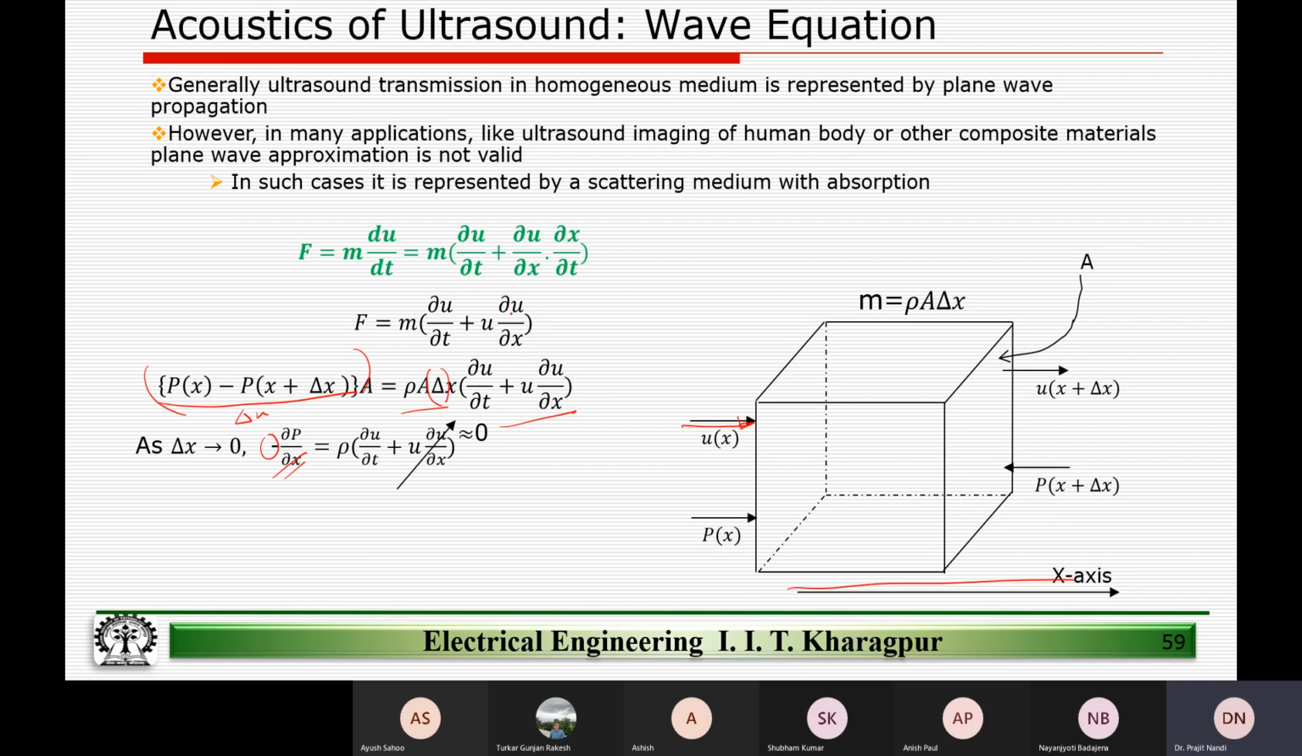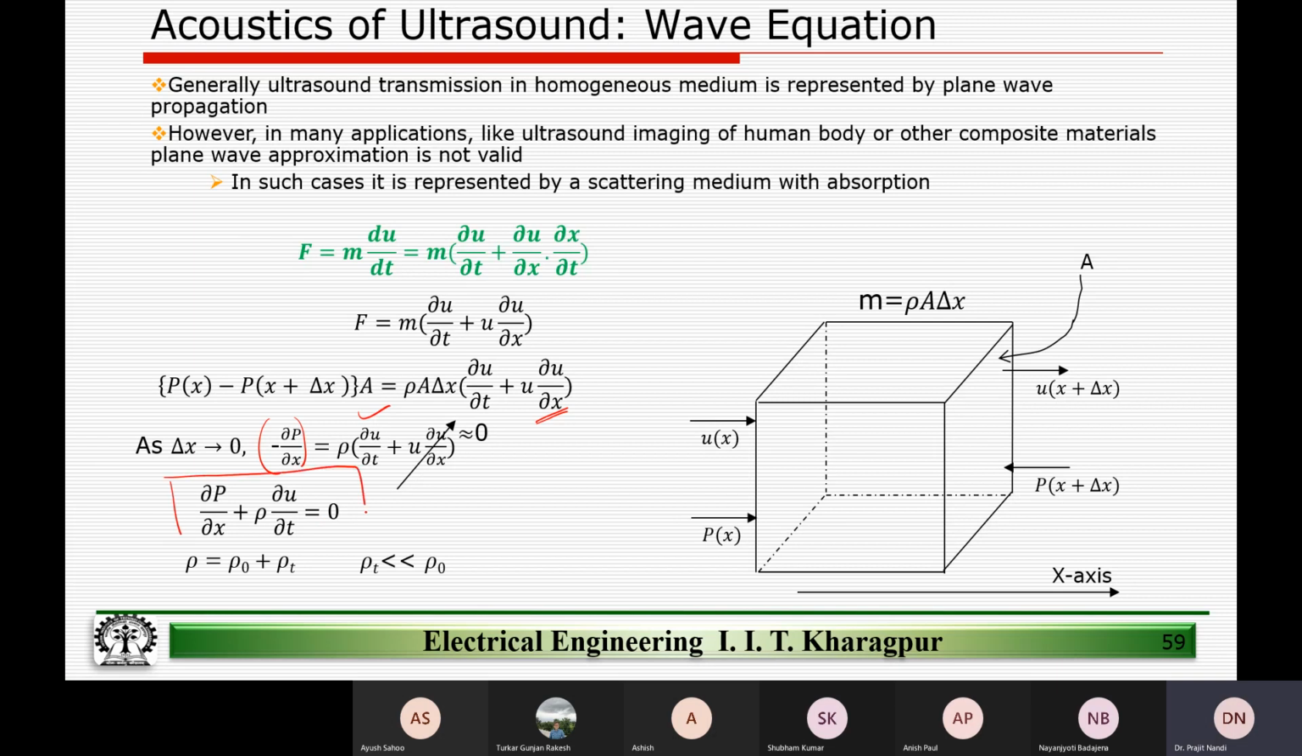And even though we wrote del u del x, for all practical purposes we will say that the variation in velocity as a function of x is small. It is not significant, so we can approximate this to be small, and we can neglect this term for now. So if I rearrange this, I can write del P del x plus rho times del u del t is equal to 0. So this is one important relation which we will use in the later slides.